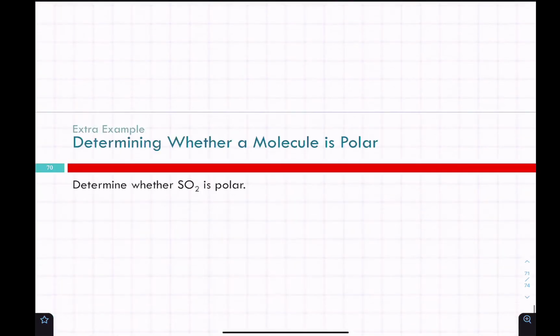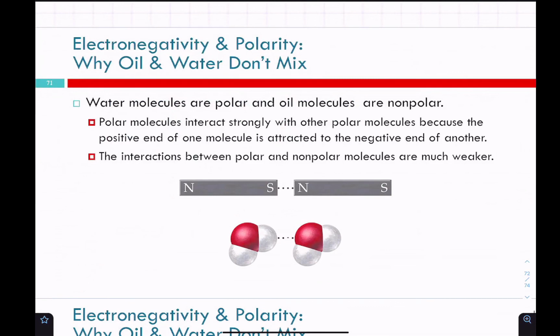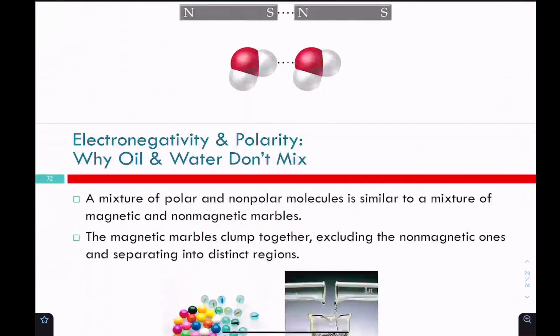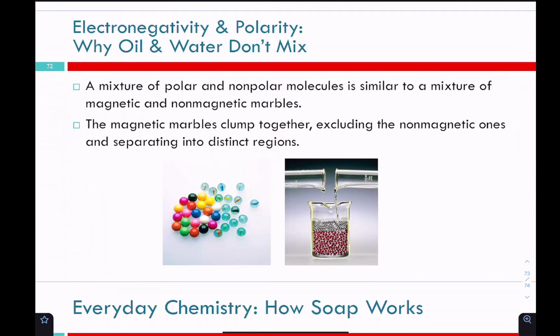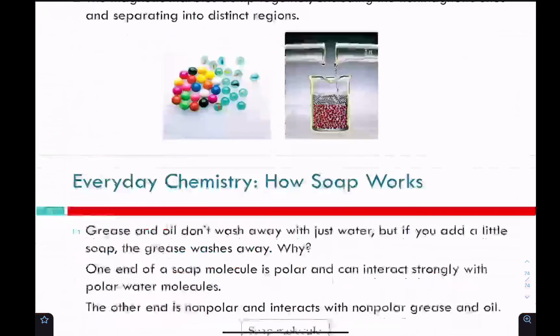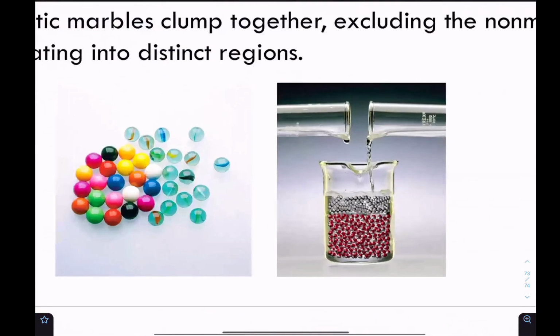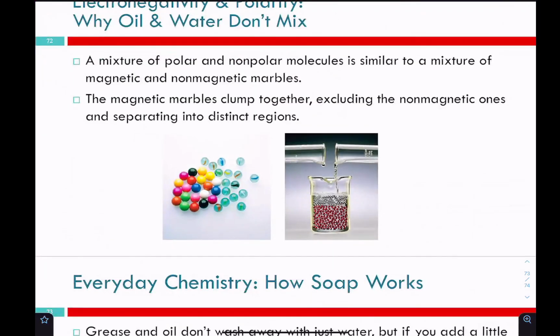Okay, we did that. We did examples like all of those. So the reason that oil and water don't mix is because polar molecules will snap together like magnets. And so you could take a bunch of marbles and put them together, and if you had magnetic marbles, they'll all stick to each other, and they'll push away or push out any non-magnetic marbles. So oil and water work basically the same way, where the water molecules are all very attracted to each other, and they don't like the nonpolar molecules that don't have that same polarity to act like a magnet.